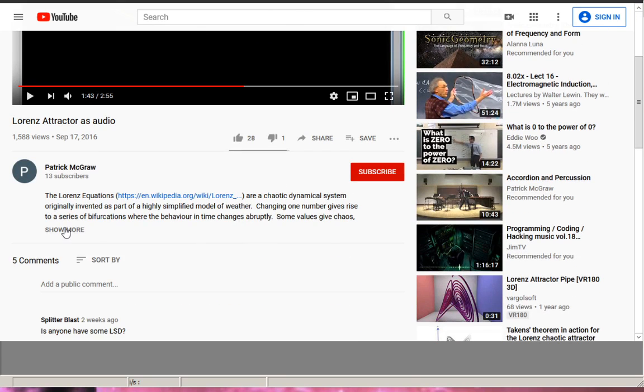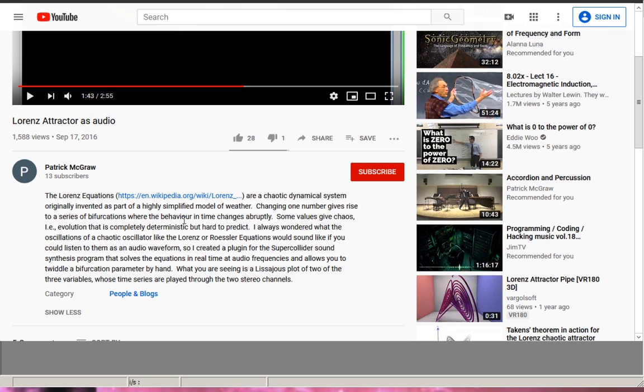Let's see what he says down here. Changing one number gives rise to a series of bifurcations where the behavior changes abruptly. Some values give chaos. Evolution is completely deterministic, hard to predict. I just wonder what the oscillators would sound like if you listen to them. So I created a plugin for the SuperCollider sound synthesis program that solves the equations in real time at audio frequencies and allows you to twiddle a bifurcation parameter.